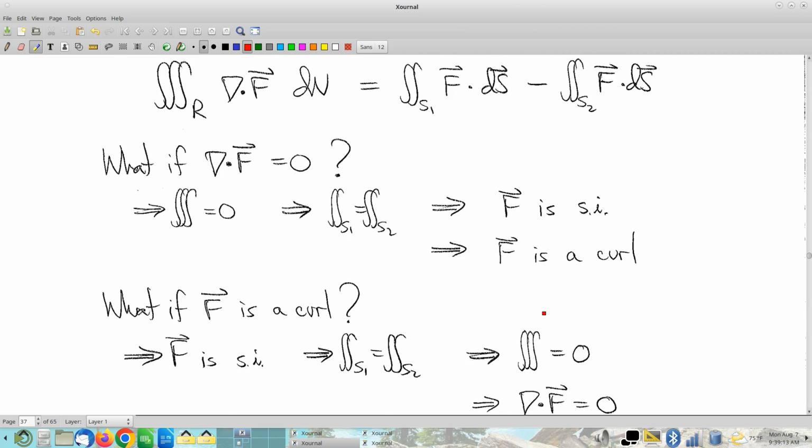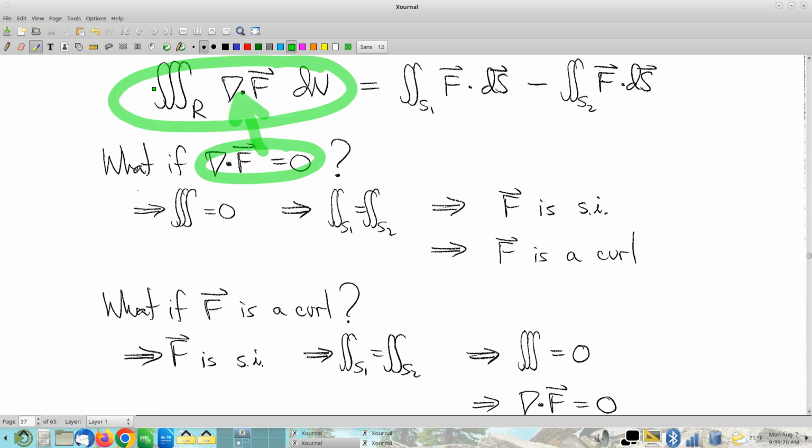So in particular, let's consider the scenario. What would happen if divergence were 0? Let's just think about it. If the divergence is 0, that means that this integrand is 0. That means that this integral is 0. So the left-hand side of the equation is 0. Being as it is an equation, that means the right-hand side of the equation is 0.